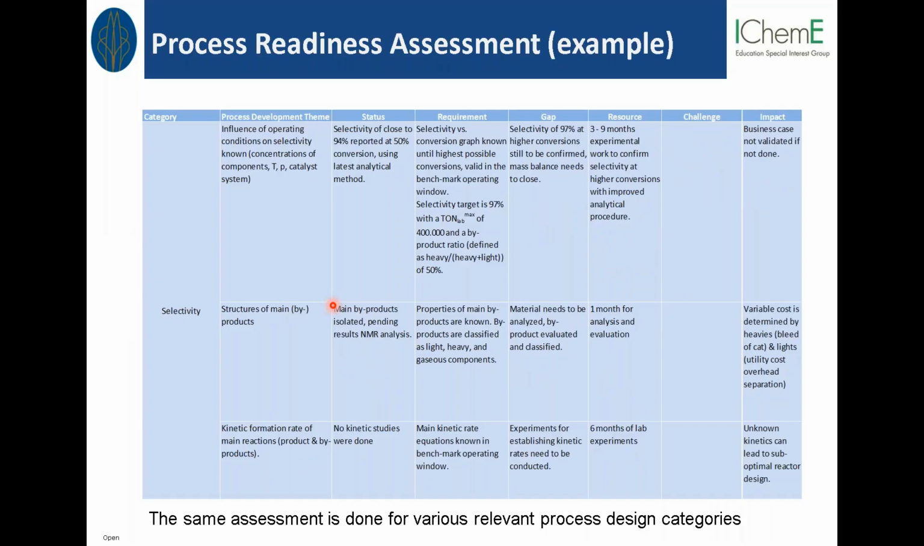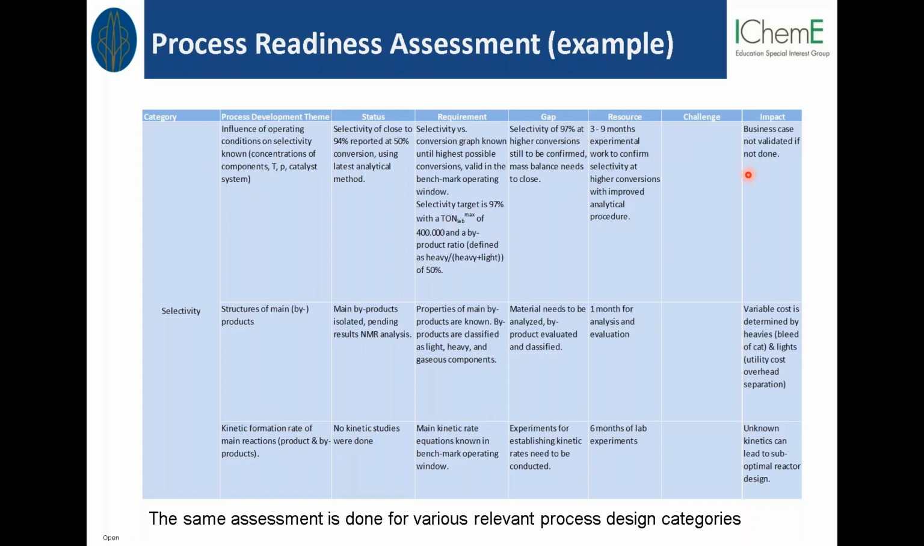If not, to increase the selectivity, what are then the resources that we need? Maybe we need some months or some FTE or some amount of money to do some more experiments. And if we have some challenges, then we can just list them down. And then what is the impact if we cannot achieve this? What is the impact on the project, or on this particular process?